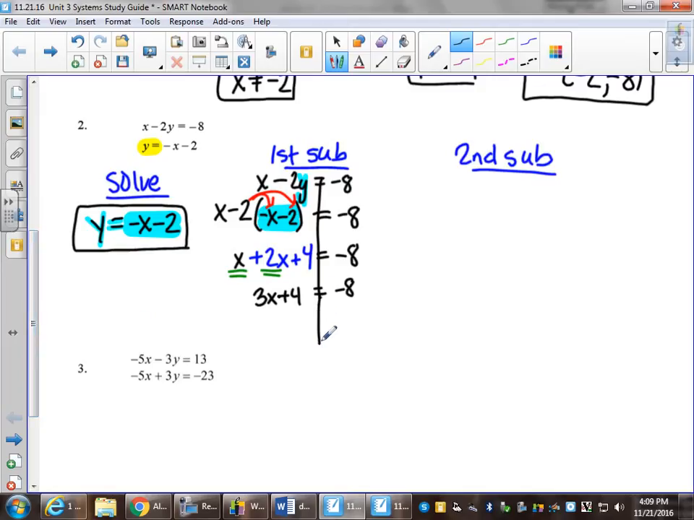Keep the line going down to equal signs. Subtract 4 from both sides. That gets us 3x equals negative 12. Last step, divide by 3. Divide by 3. x equals negative 4.